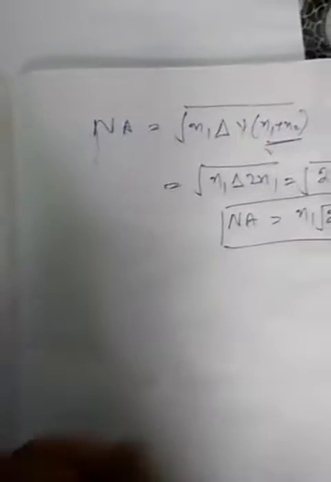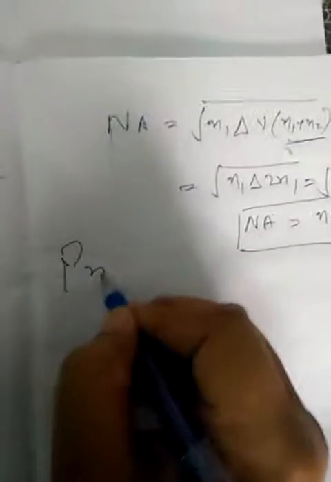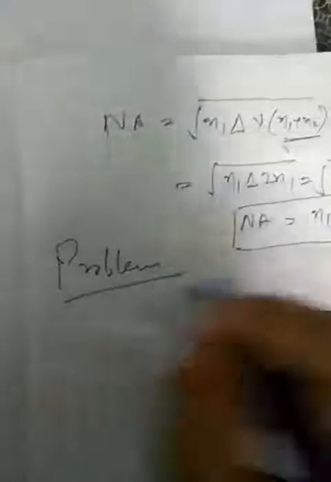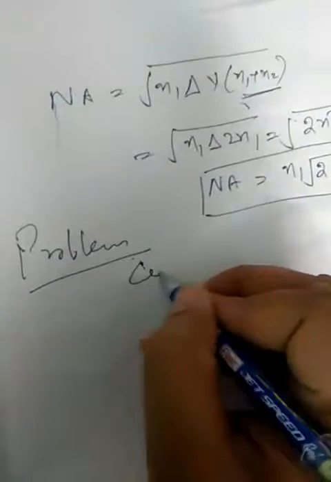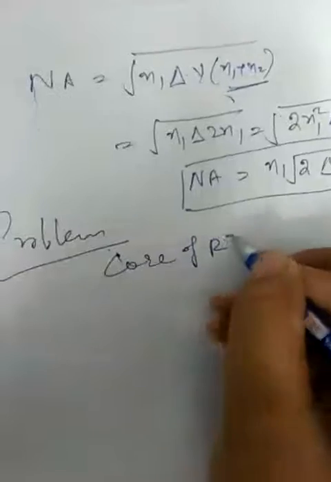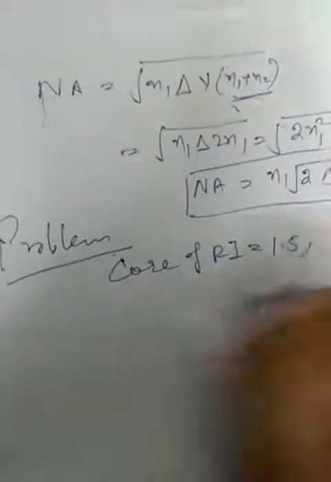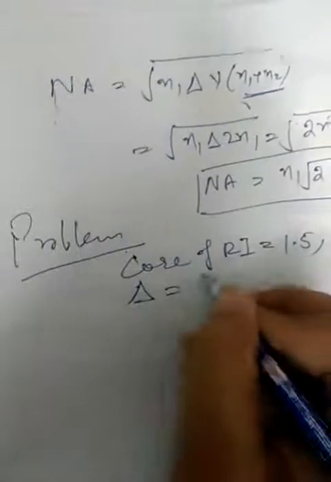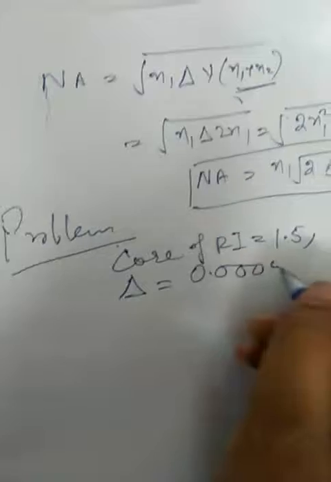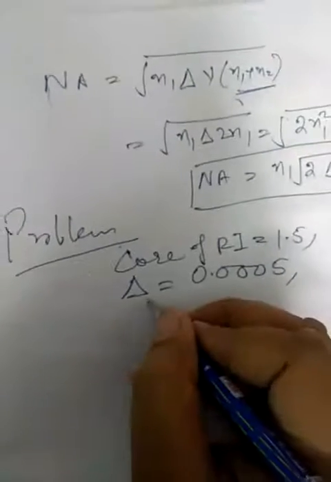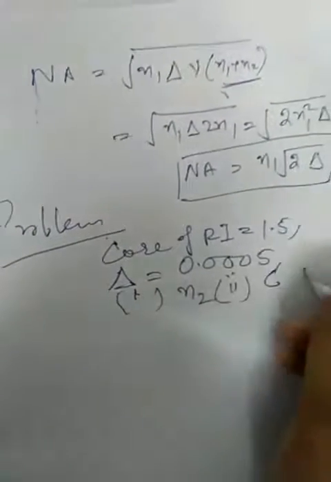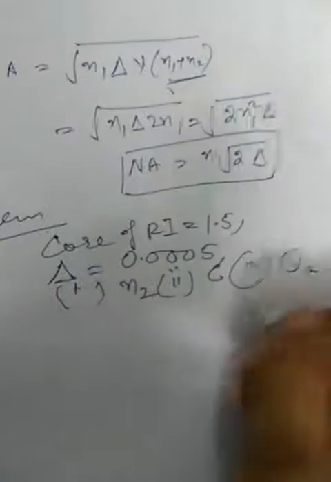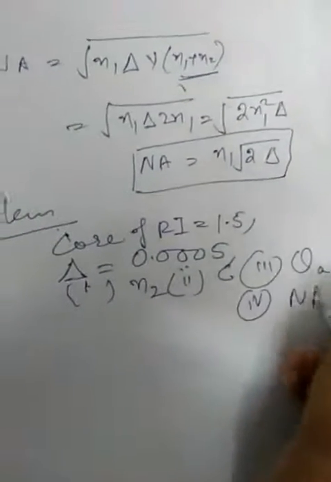Now the problem arises. Let me discuss one problem and then the technique to solve it. The problem is that a fiber is given with core of refractive index 1.5, and cladding is doped to give a fractional change in refractive index of 0.0005. We have to find out, number 1, refractive index of cladding, number 2, critical angle, number 3, acceptance angle, and number 4, numerical aperture. So what is the technique to do this calculation?